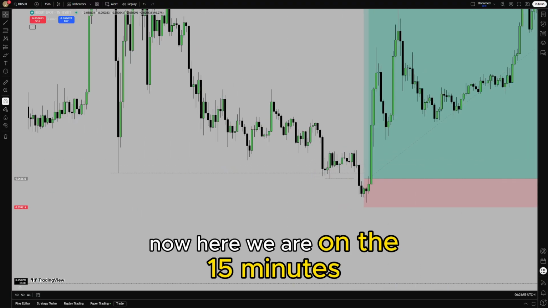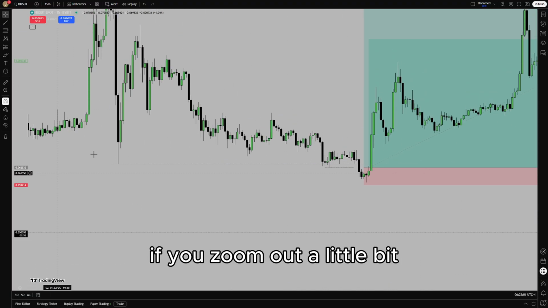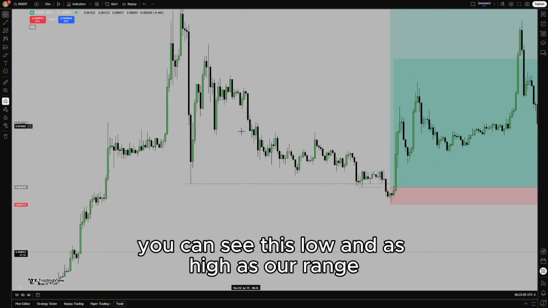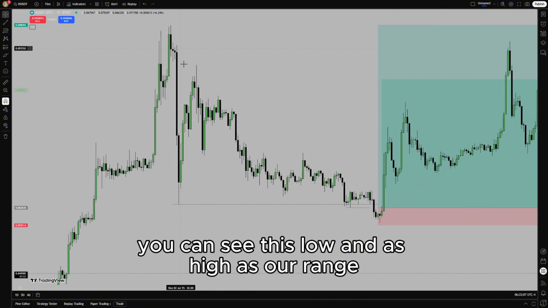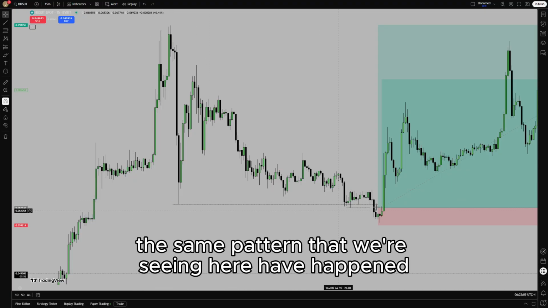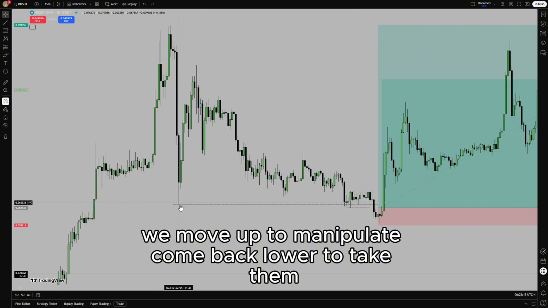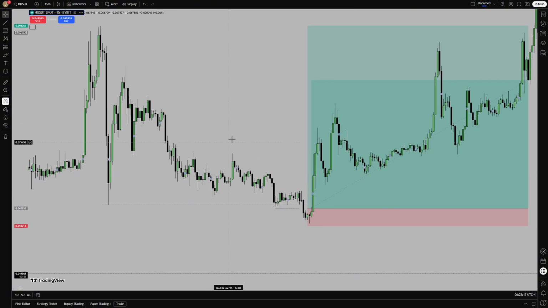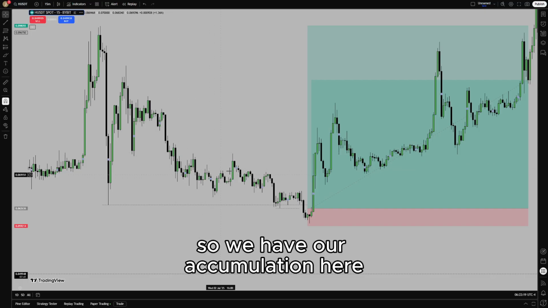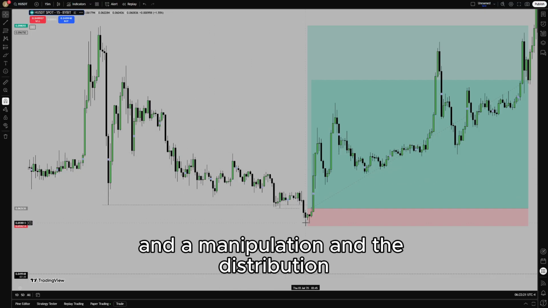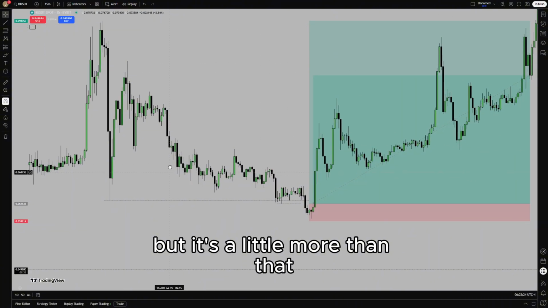Now here we are on the 15 minutes. If you zoom out a little bit, you can see this low and this high as our range. Now, the same pattern that we're seeing here happens here. We had all these lows, we move up to manipulate, come back lower to take them. So we have our accumulation here and a manipulation and the distribution. But it's a little more than that.